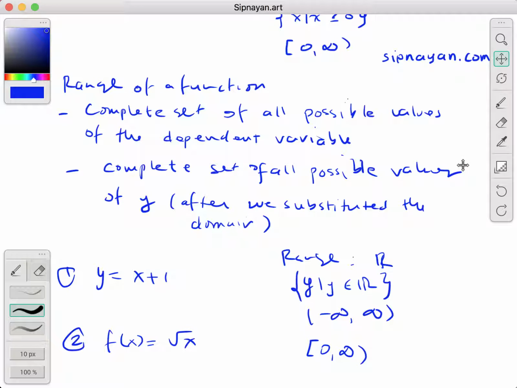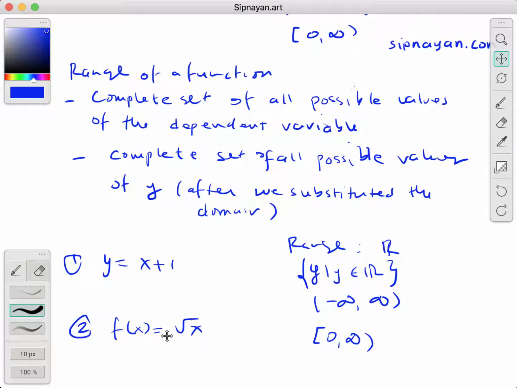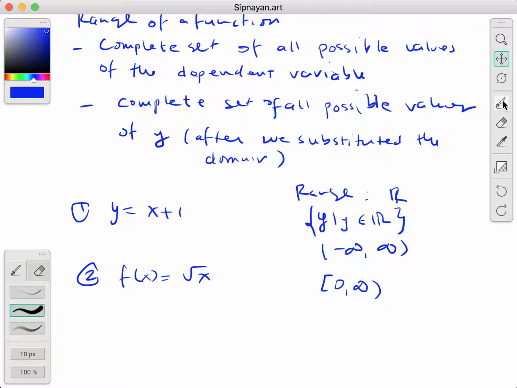And again, yun yung ating value ng f of x, magiging 0 up to infinity, or yung mga y values natin. No? Y such that y is, pwede ba natin sabihin na, in set notation, na y such that y is greater than or equal to 0. Okay? Yun yung ating range, no?